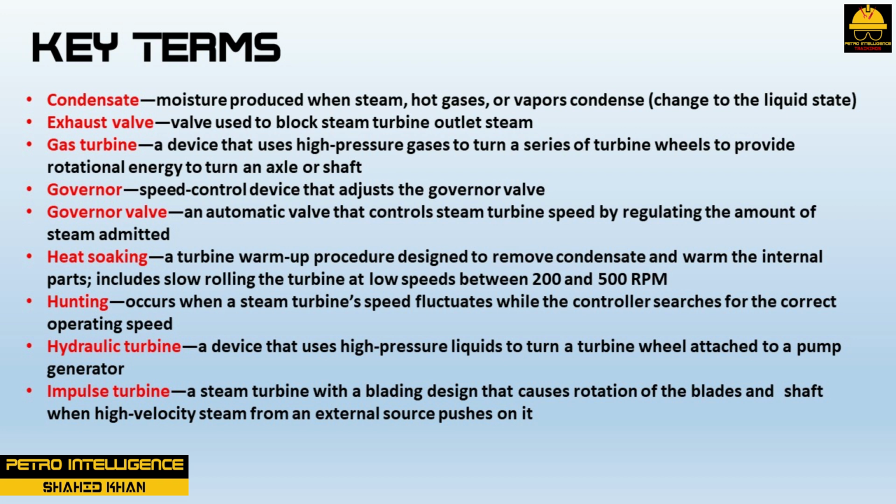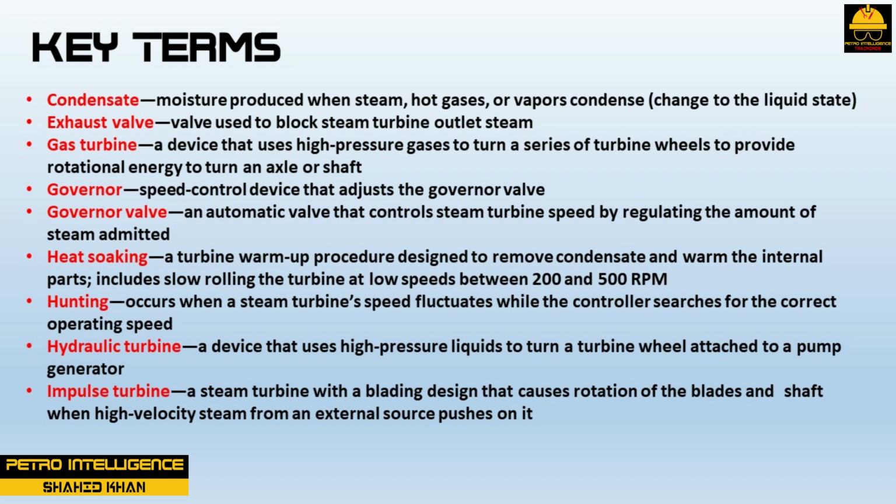Governor is a speed control device that adjusts the governor valve. Governor valve is an automatic valve that controls steam turbine speed by regulating the amount of steam admitted. Heat soaking is a turbine warm-up procedure designed to remove condensate and warm the internal parts. It includes slow rolling the turbine at low speeds between 200 and 500 RPM.